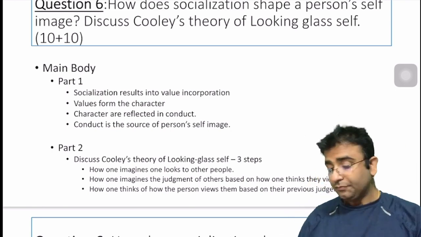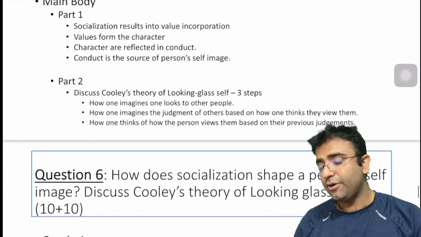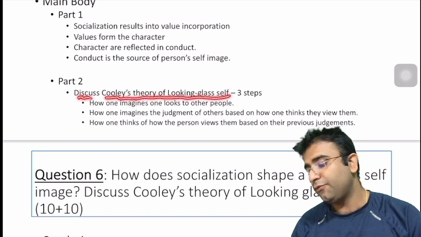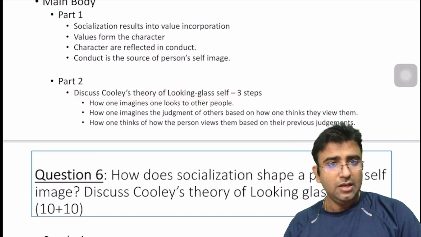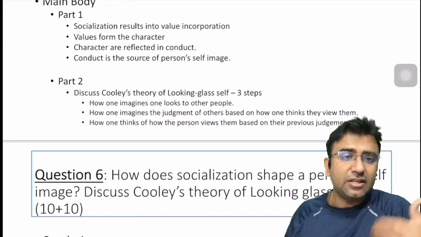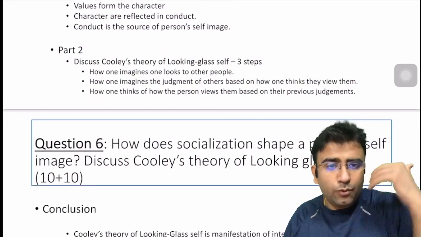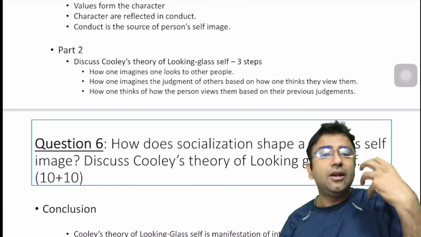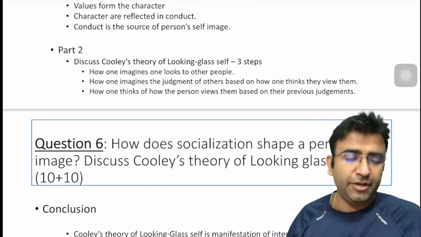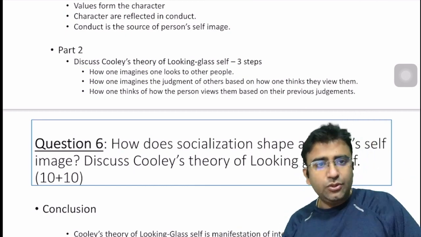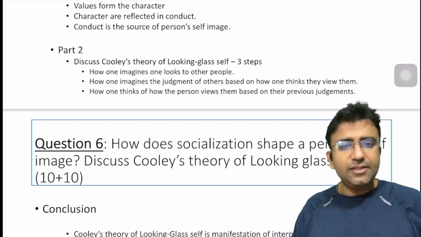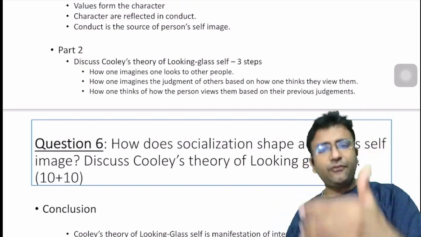Then you switch to the second paragraph where you are going to discuss C.H. Cooley's theory of looking glass self. You will say that C.H. Cooley gave the concept of looking glass self to show how socialization, how a person living in a social condition develops his own self-image. He says, C.H. Cooley in the theory of looking glass self says that a person passes through three different stages.